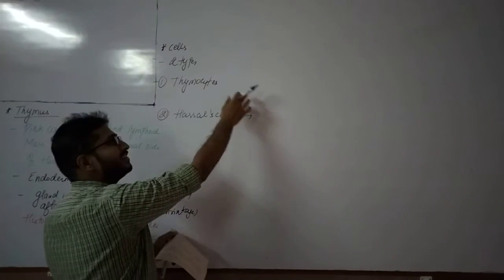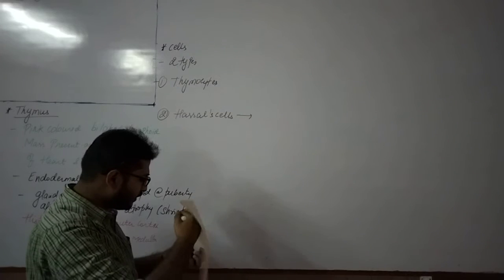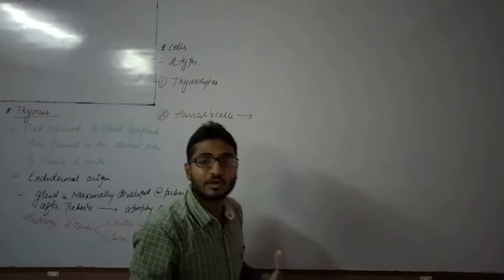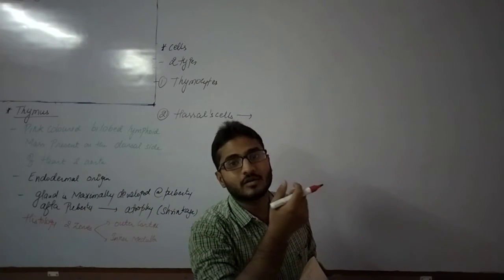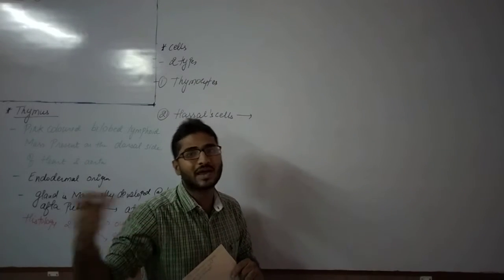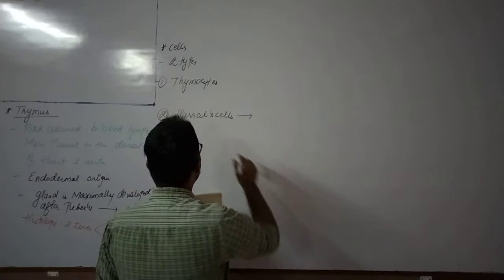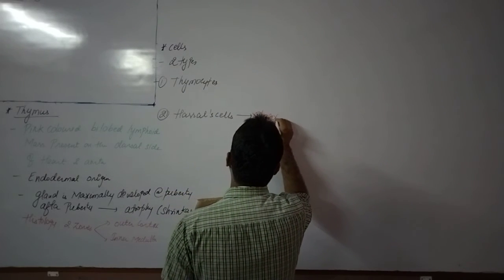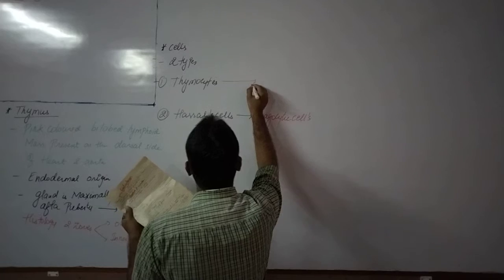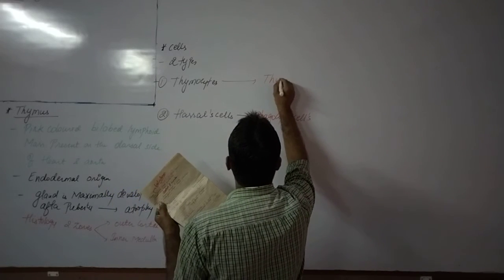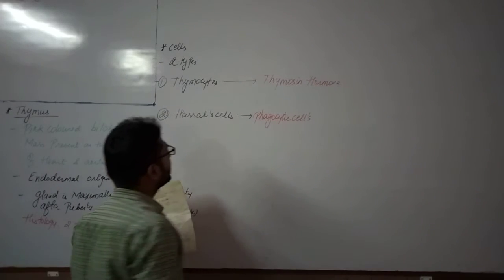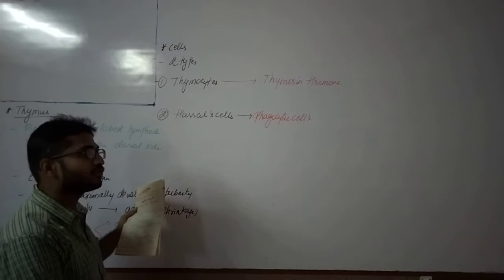The thing is, thymocytes secrete the thymosin hormone. Hassall's cells will not secrete any hormone, but these cells are phagocytic cells in nature. If you remember, phagocytosis is the process in which a foreign particle is engulfed by the cells and released out by exocytosis. So Hassall's cells are phagocytic cells, and thymocytes basically produce a hormone. This hormone is called thymosin hormone, right?